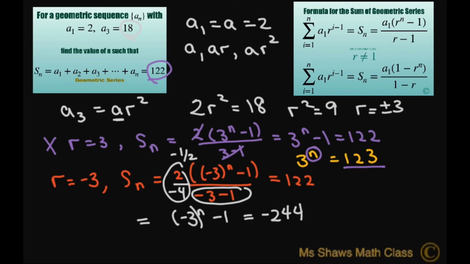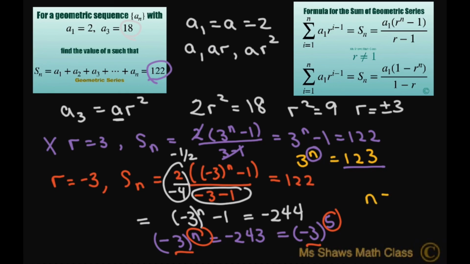Okay, so add 1 to both sides. You get negative 3 to the power of n equals negative 243. So that's going to equal negative 3 to the power of 5. All right, since these two match, our n equals 5. So therefore, n equals 5.